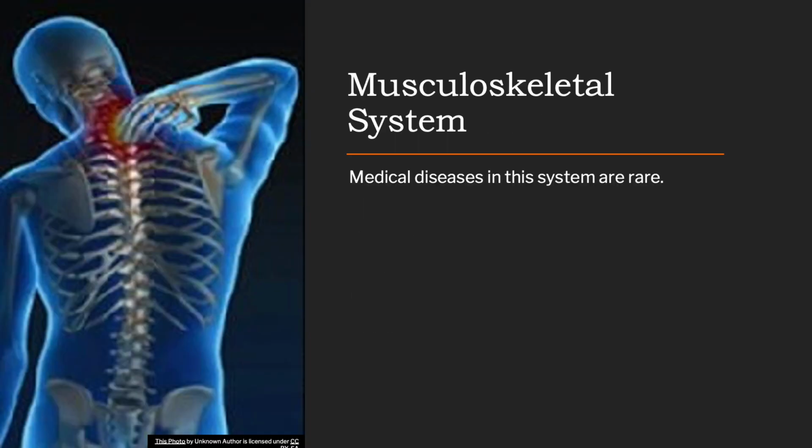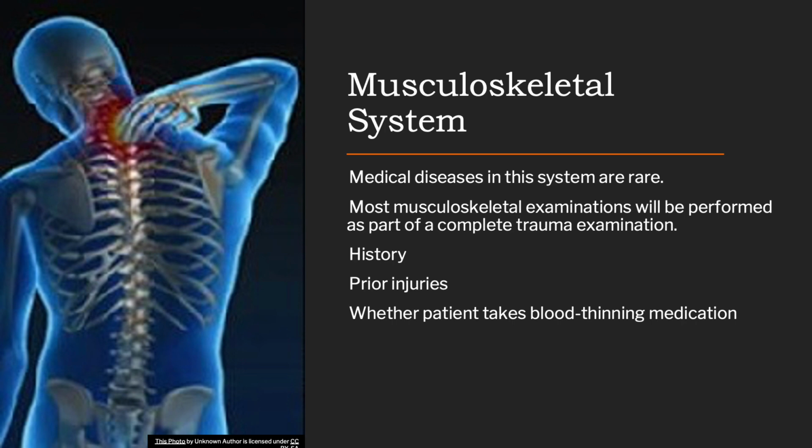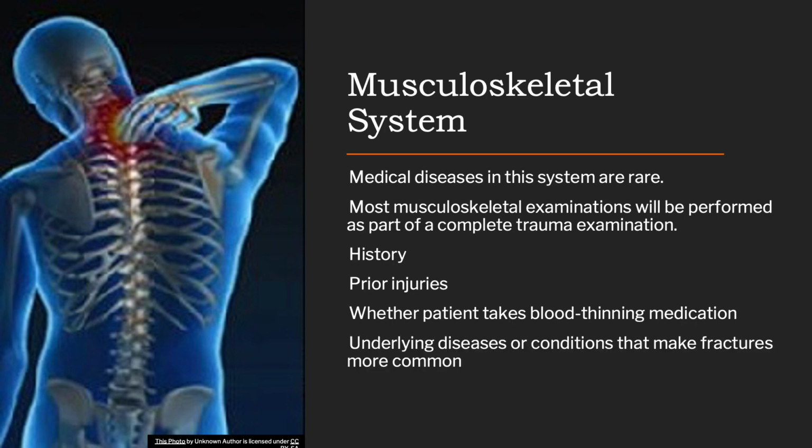All right, musculoskeletal. So, of course, this has to do with your skeletal system. Medical diseases in this system are pretty rare, but they do happen. Most musculoskeletal exams will be performed as part of trauma. So, we're looking to see if they broke something. Ask for history, if they've had any prior injuries, whether they take any blood-thinning medication, and any kind of underlying diseases or conditions that make fractures more common. Fractures that come secondary to a disease, such as osteoporosis, are called pathological fractures.